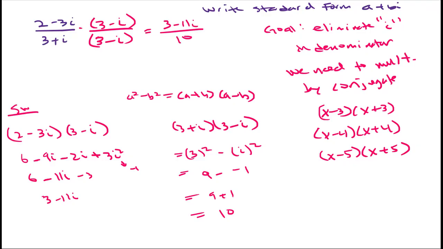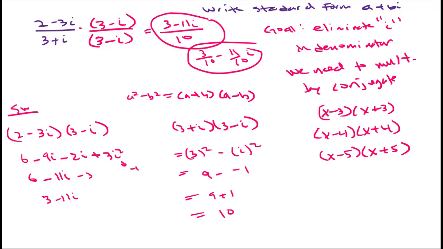I can leave it in this form, or I can write it as 3/10 minus 11/10 i. It doesn't matter to me. Either one is correct.